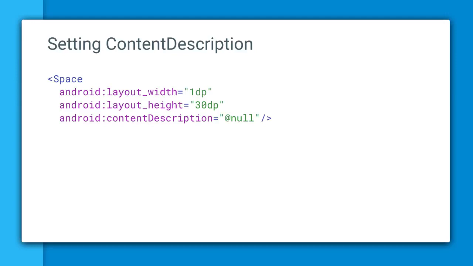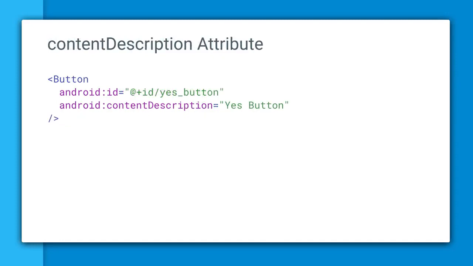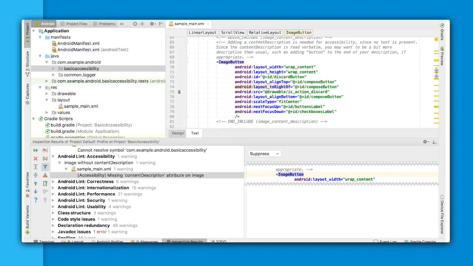For decorative elements such as spacers and dividers, setting content description to null will tell TalkBack to ignore and not speak these elements. Make sure to not include control type or control state in your content description. Words like buttons, selected, checked, etc., as Android natively does that for you. Android lint automatically shows you which UI controls lack content descriptions.